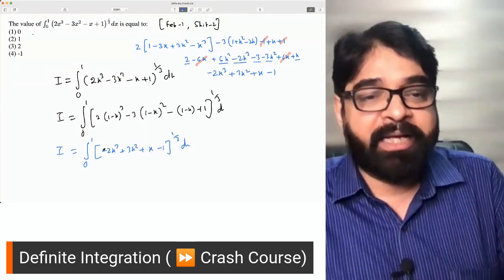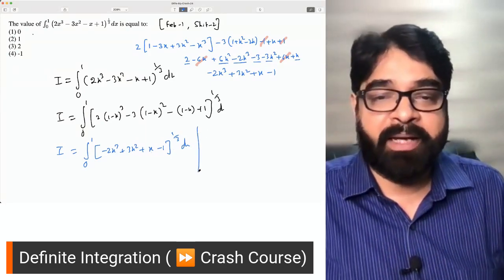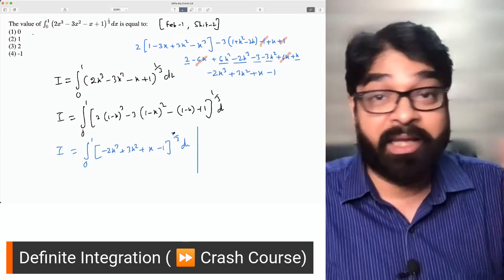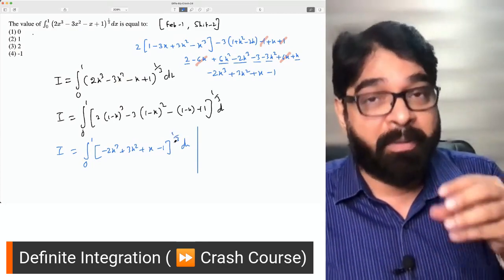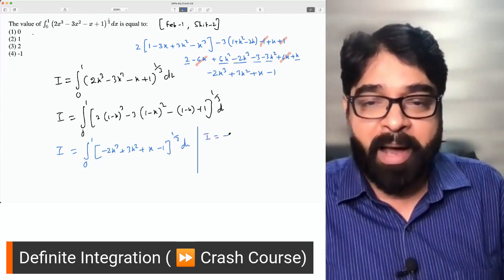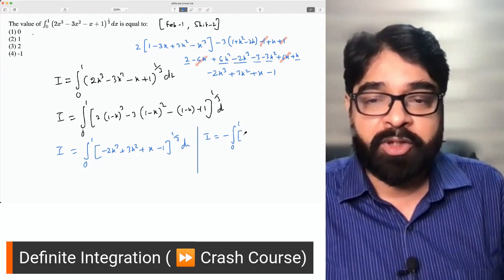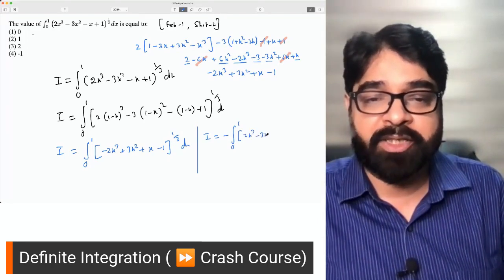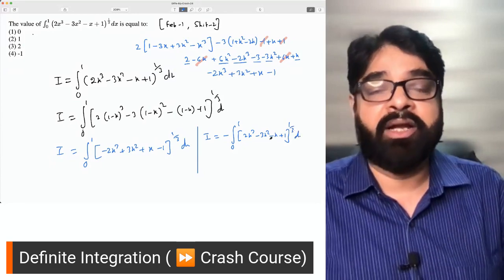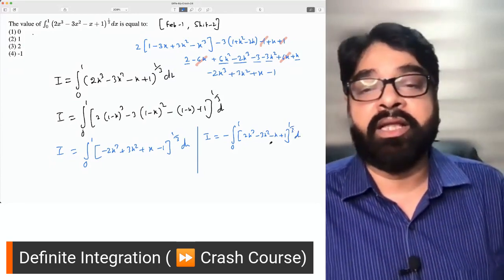How did this happen? From here, minus I can take common, because power 1 by 3 is there. If power 1 by 2 or 1 by 4 is there, then I cannot take minus common. But power 1 by 3 is there, so I can take minus common. So I equal to minus 0 to 1, 2x cube minus 3x square minus x plus 1 power 1 by 3 dx.